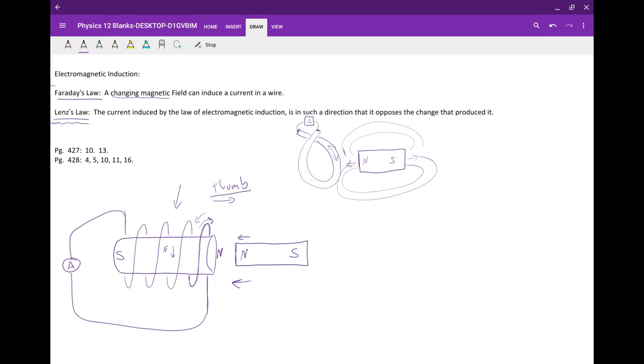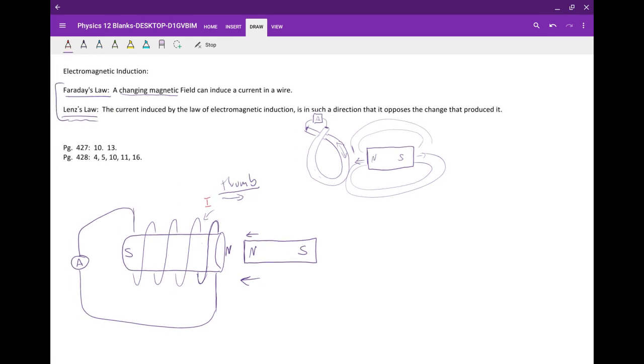My thumb points north, and therefore my fingers wrap around in this direction, towards the front of the electromagnet. All right. And basically what ends up happening here is, therefore, I know that my current is facing in the direction that I just did not erase there. So my current is going to go down the front here because I'm pushing a north magnet into here.